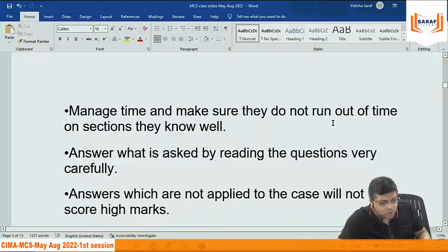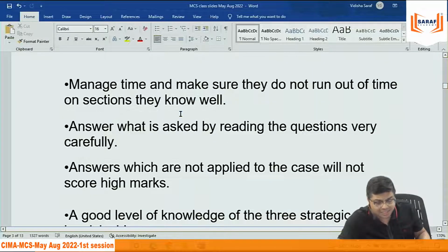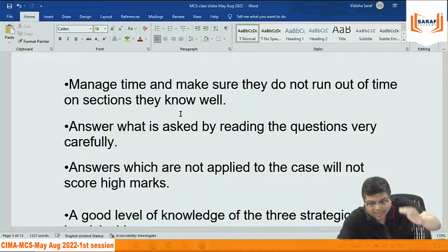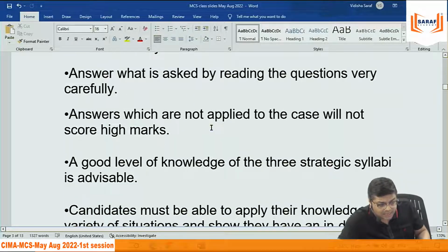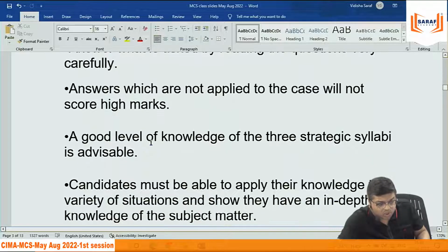Manage time and make sure you do not run out of time on sections. You need to manage in one A and B, 60-40, sometimes A, B, C, three parts, 30-30 and 40. You need to answer all the parts. Answer what is asked by reading the question very carefully. Answers which are not applied to the case will not score high marks.